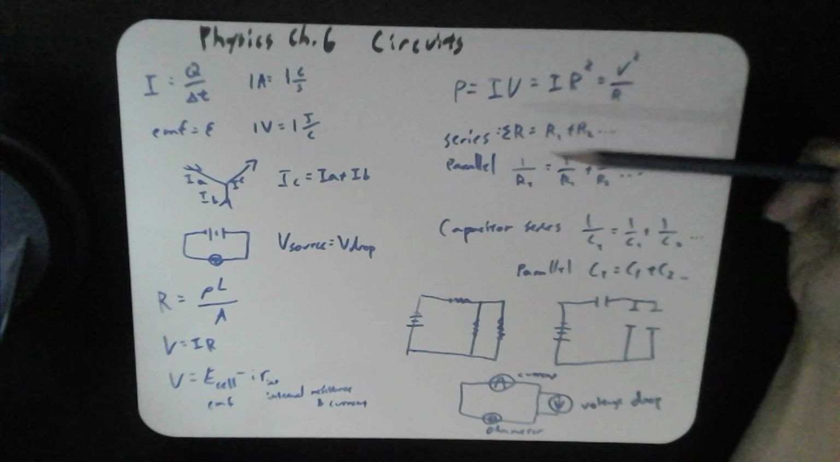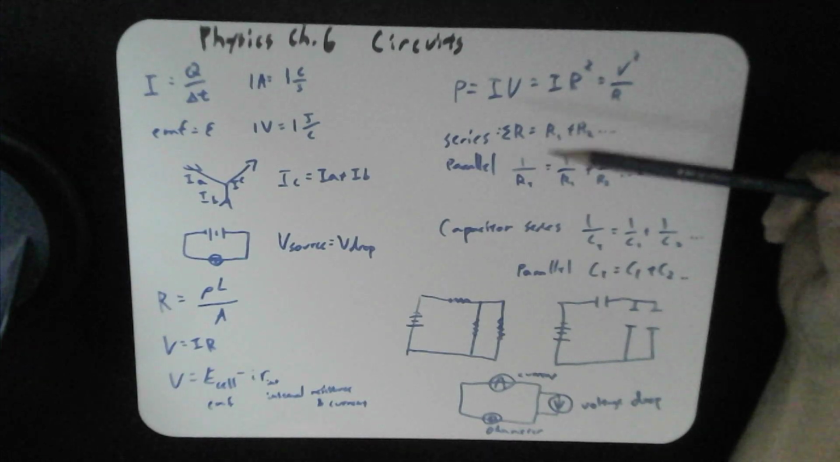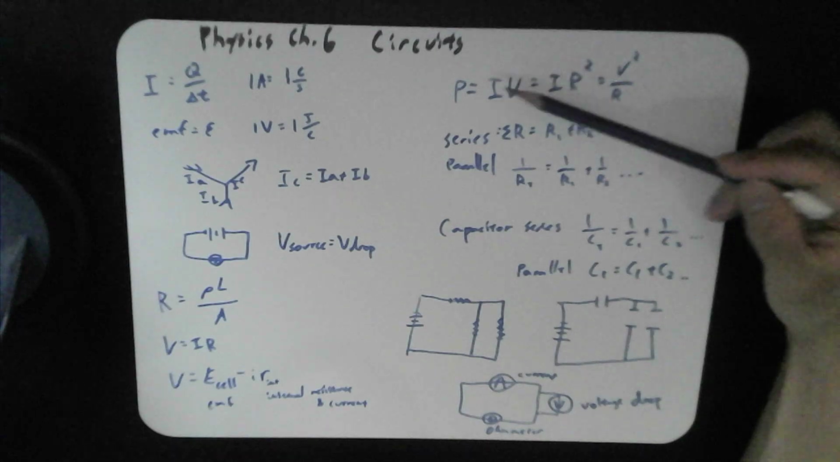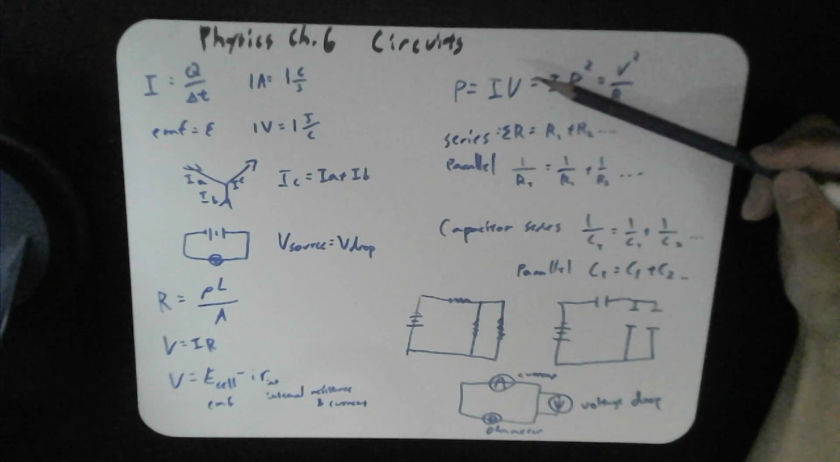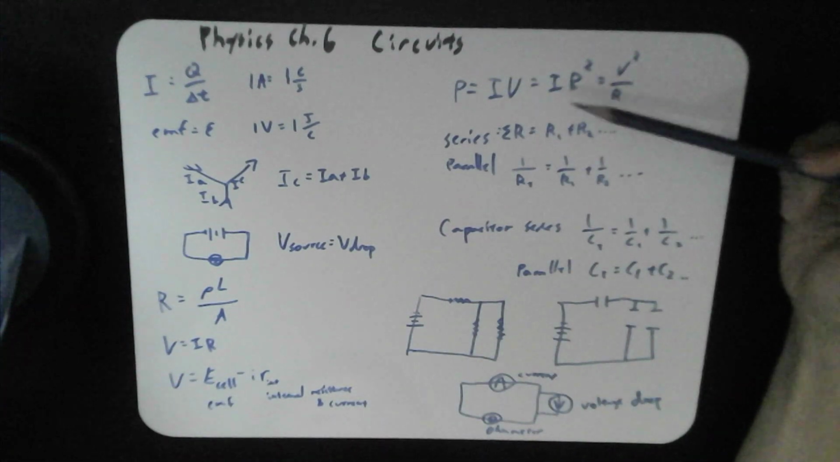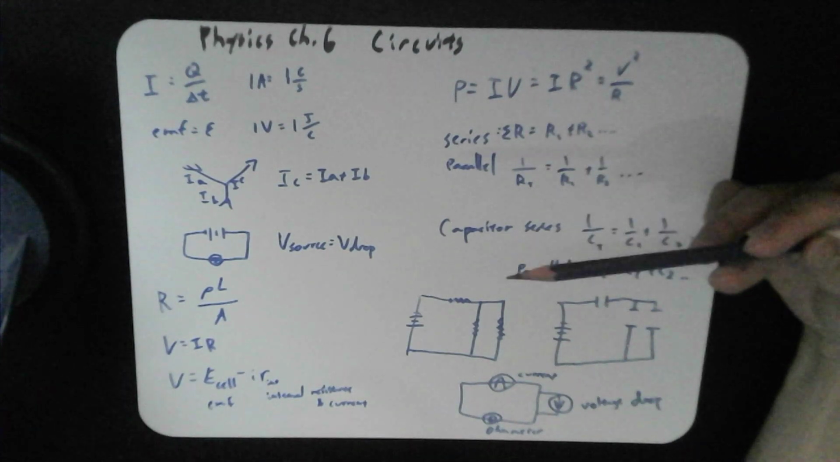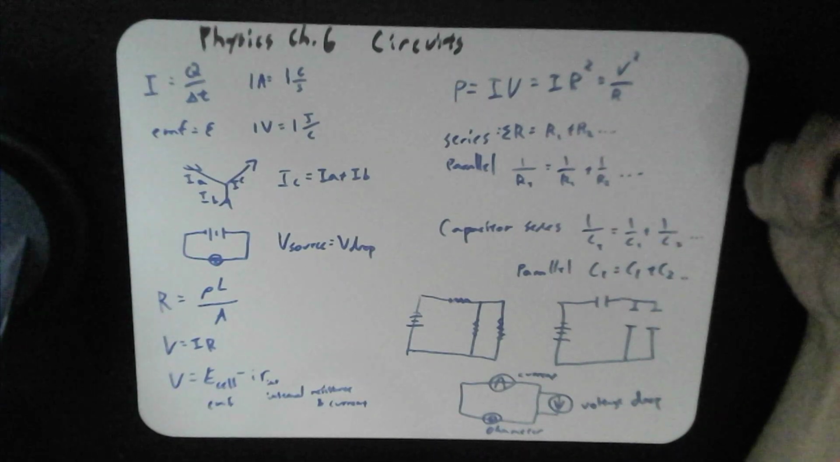Next, we have power. So how much power is generated? You can think of this as current times voltage, which using the equation V equals IR, we get I squared R or V squared over R. Power is just how much energy is delivered per unit time.